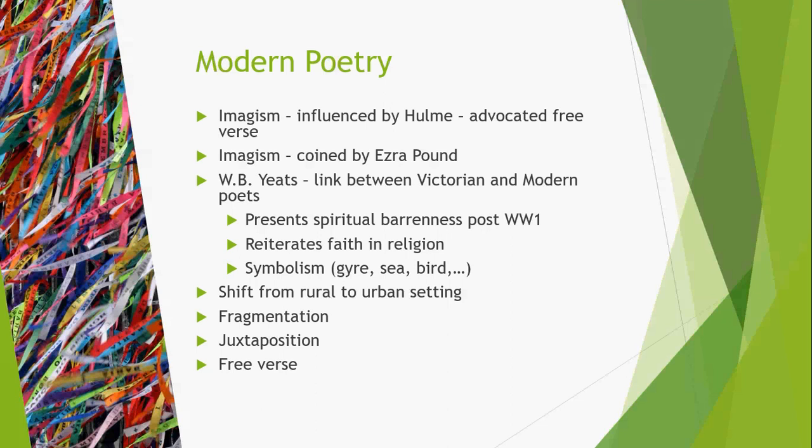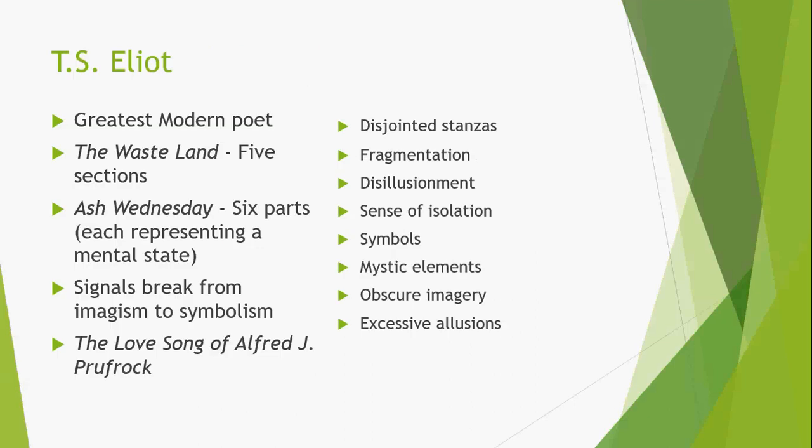In the poetry of Yeats, the common symbols that are used are the symbols of the gyre, the sea, and the bird, among others. In the modern age, we find a shift from the rural to the urban. If you look at the Victorian period, we still find the setting very much rural, but we have already seen that it shifts gradually towards the urban. In modern poetry, we find that the urban setting is more predominant. There is a lot of fragmentation, there is a lot of juxtaposition, and as I said, there is very good use of free verse.